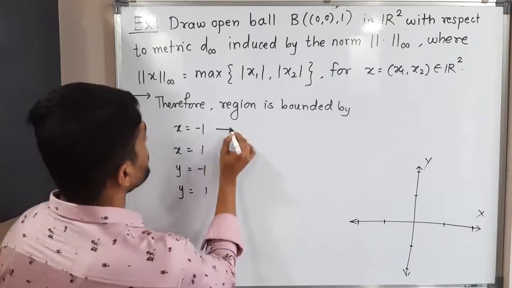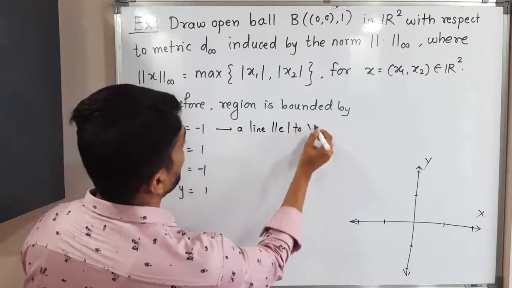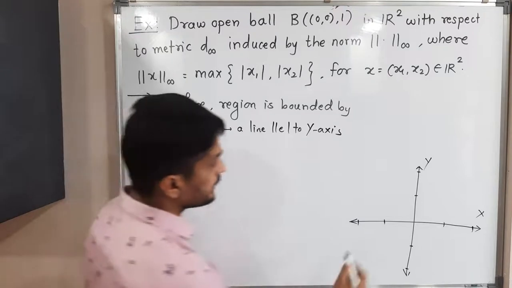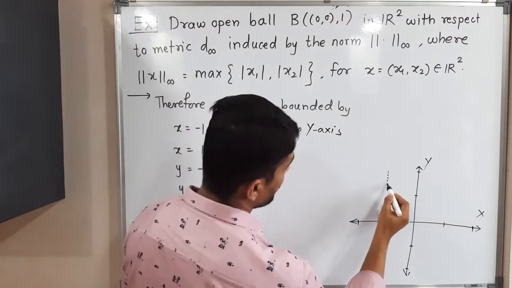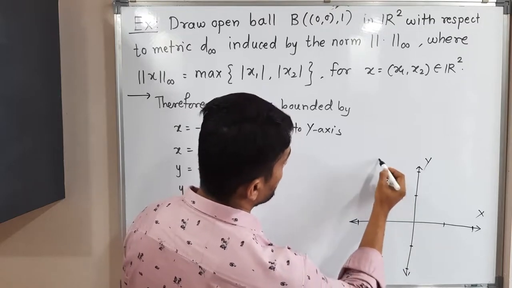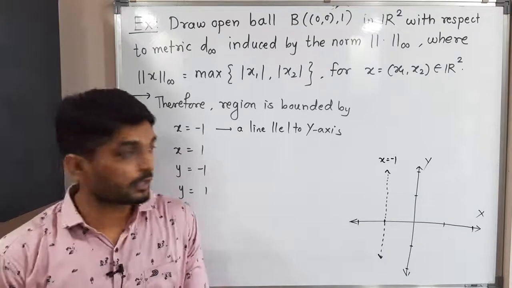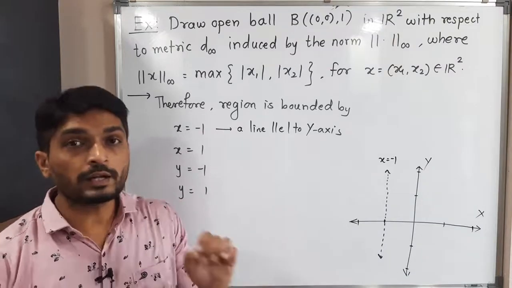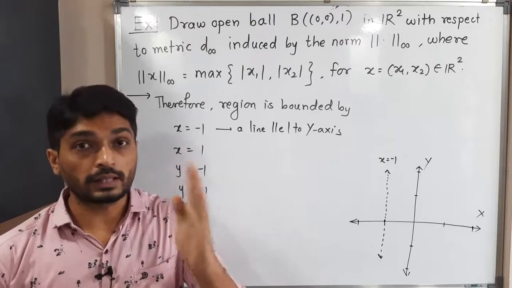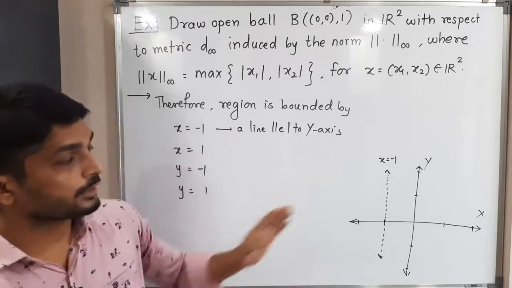X equal to minus 1 means a line parallel to the y-axis. This is a line parallel to the y-axis that passes through x equal to minus 1. So we will have a line like this. This is the line x equal to minus 1. I have drawn a dotted line here because we got a strict inequality, which means points lying on the line are not part of the given region. That's why I drew a dotted line here.